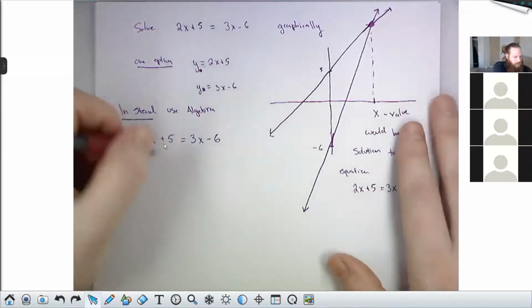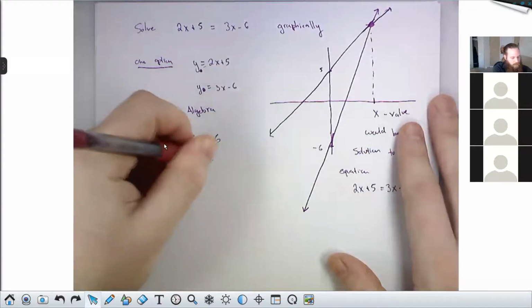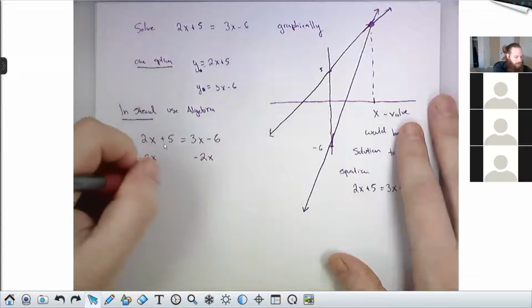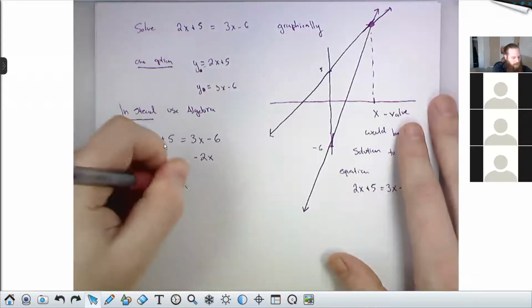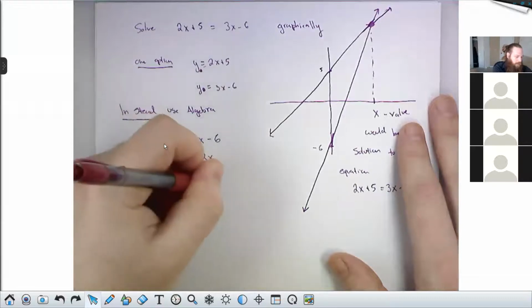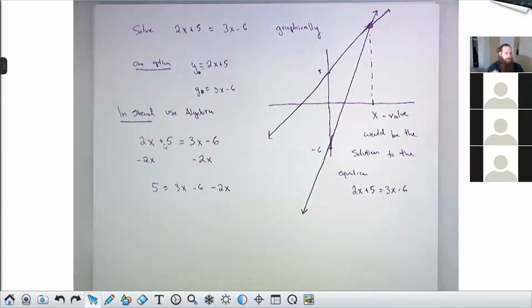So if I subtract 2x from both sides, then on the left-hand side, I'll just have a 5. And on the right-hand side, I'd have 3x minus 6 minus 2x. I trust that the numbers probably are different, but that's okay. These are randomly generated anyway, so everybody will have different numbers.